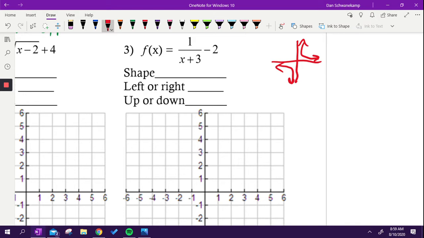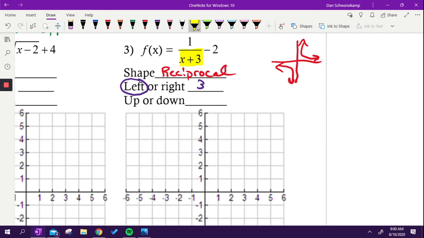That's a reciprocal graph. You can tell it's a fraction. So my shape is the reciprocal graph. I drew a quick little picture of it right there. We're starting with this one because it's the toughest one. If we can do this one, we can do the rest. Left or right? Left. How many are we shifting left? 3. This plus 3, that is grouped with my x. Even though there's not parentheses or absolute value signs around it, that is considered with my x because it's underneath the fraction bar. And when you put it underneath like that, it is grouped.